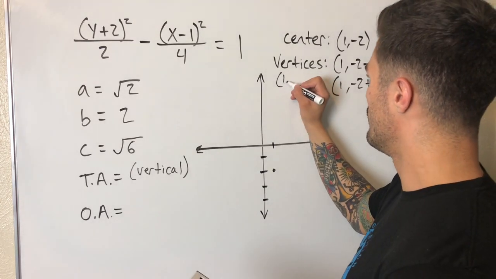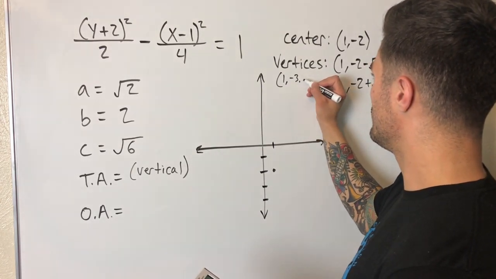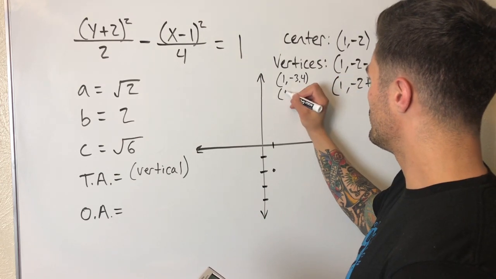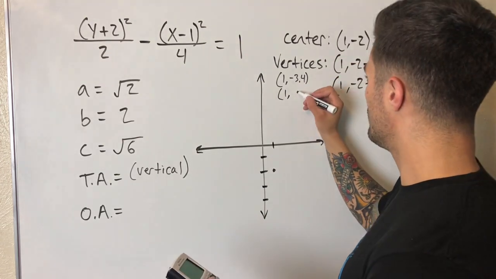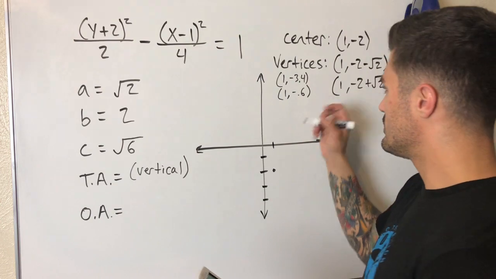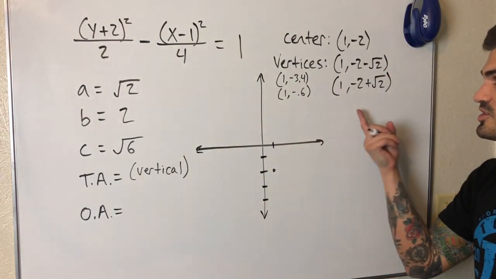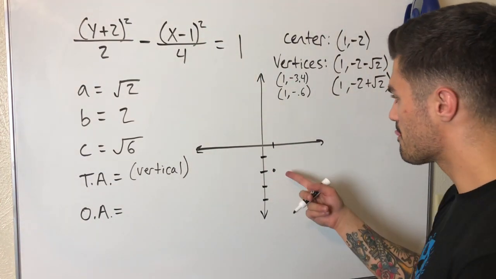I'll have to write it really small. 1, and this is approximately -3.4. And this is 1 and approximately -0.6. So these are ugly numbers, but just to get an approximation, I prefer to leave them in this form. So that is the distance.